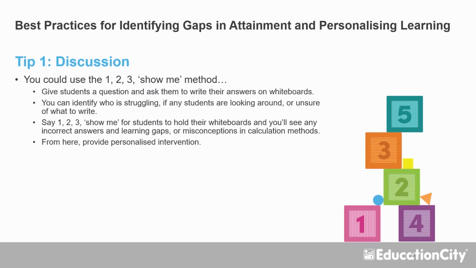Something I really used to enjoy using was the 1, 2, 3 show me method, where you would give your students a question, and then they'd have a little bit of time to write their answers on a whiteboard. Then you'd say 1, 2, 3, show me. And the children would have to hold up their whiteboards to show you their answers. It's a really good way of immediately assessing who understands it and who doesn't, who's going to need that extra support, or who's got a misconception that you need to address.